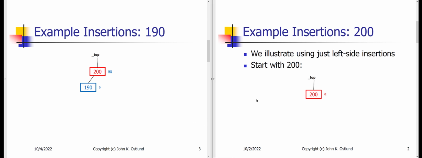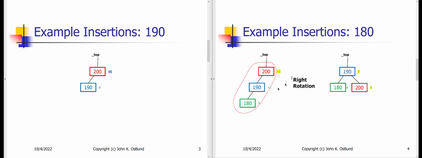Continuing on to the next example, we're going to insert 180. Okay, so we've got 200 with 190 to the left. 180 is going to be the left of the 190, and it is added with a balance factor of 0. As we traverse up the ancestors, we're going to increase 190's balance factor by 1, and we're going to increase 200's balance factor by 1.